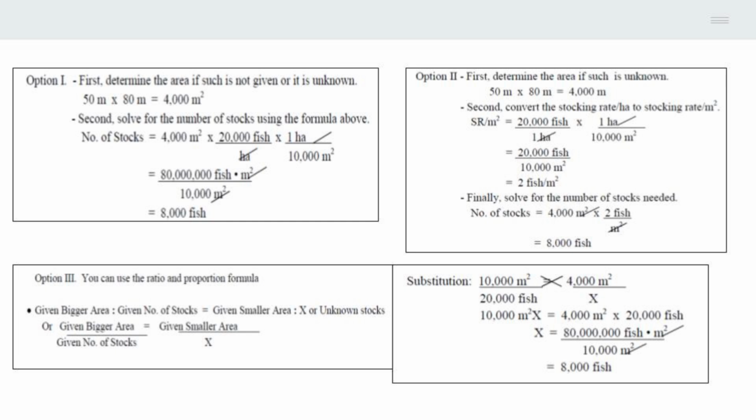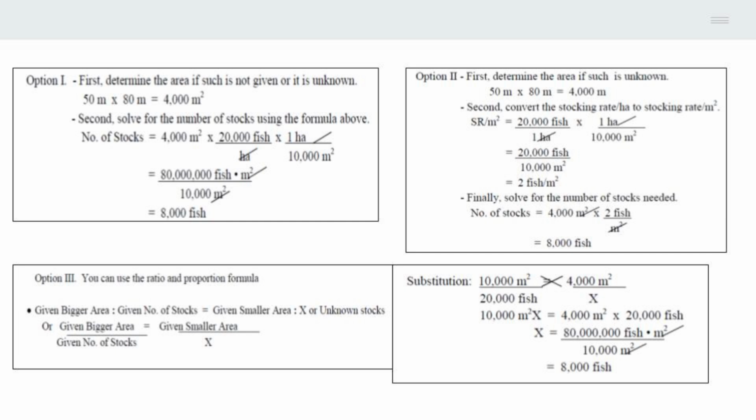The third option is to use ratio and proportion. First, set up the proportion equation. So, 10,000 square meters over 20,000 fish equals 4,000 square meters over x. Now, let's solve for x. x equals 4,000 square meters times 20,000 fish over 10,000 square meters. So, x equals 8,000 fish. Once again, using ratio and proportion, we confirm that the pond should be stocked with 8,000 fish.